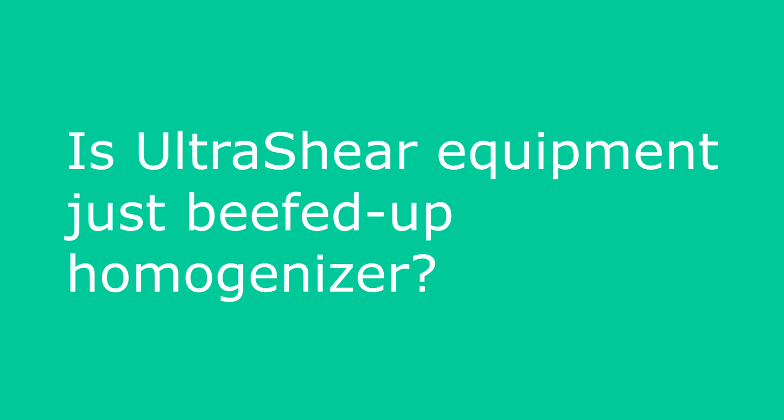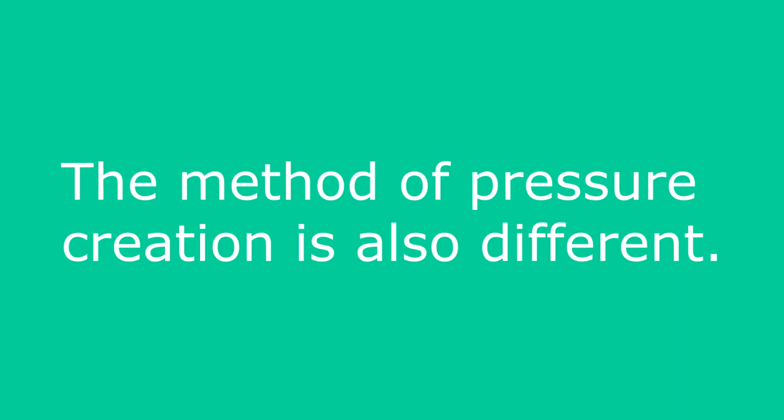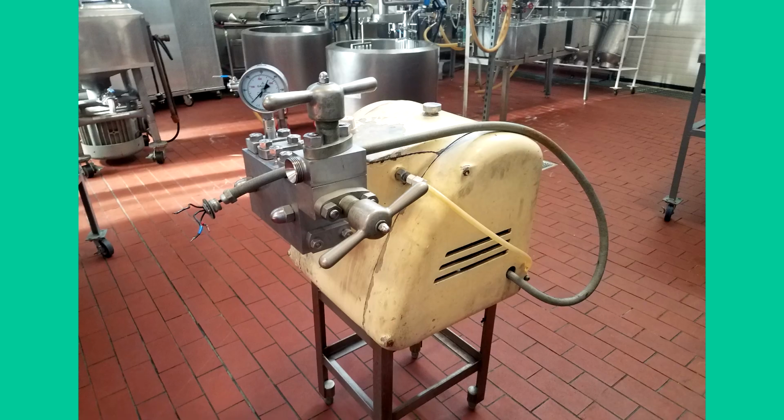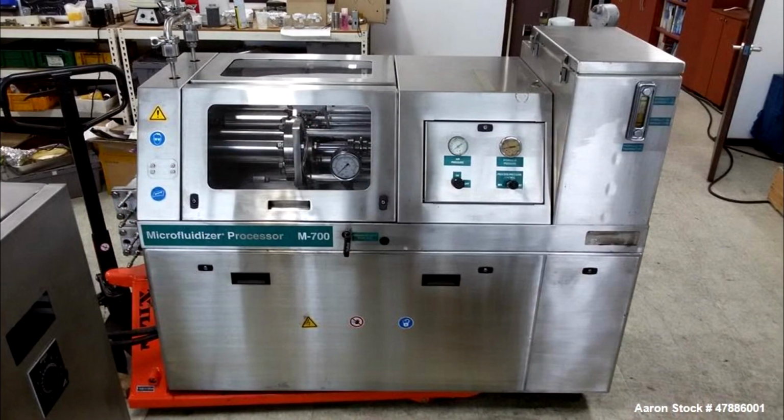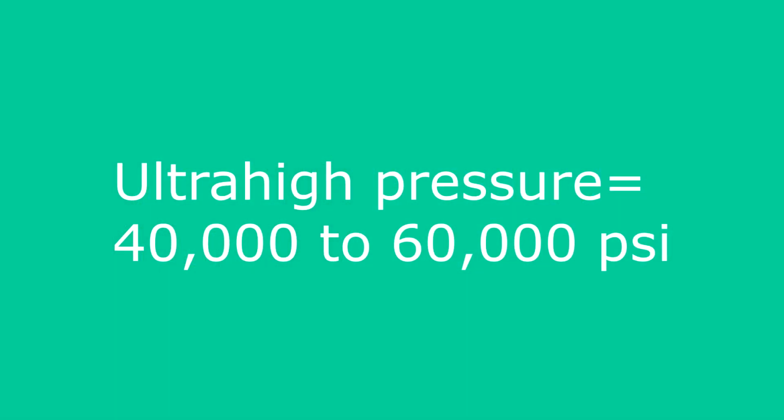Is UltraShear equipment just a beefed-up homogenizer? Not really. We already covered the difference between a fixed opening shear valve and the UltraShear valve. In regards to how the product gets its pressure, in a conventional homogenizer, fluid enters a plunger pump and is pushed out of a small opening. While this is a practical approach for many products that only need a few thousand psi of pressure, following this concept to ultra-high pressure such as 45,000 psi becomes impractical as the stresses and forces become enormous.